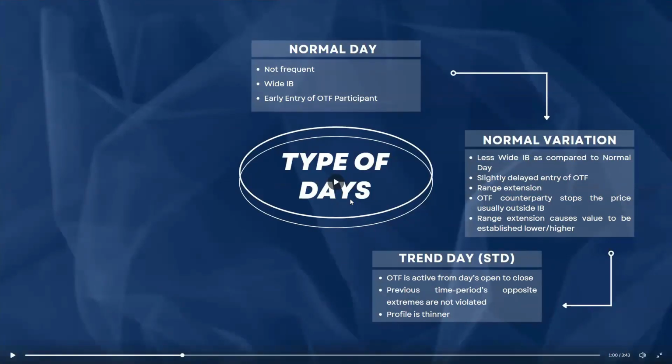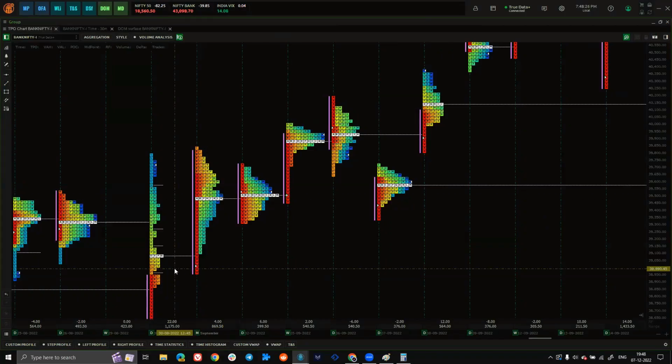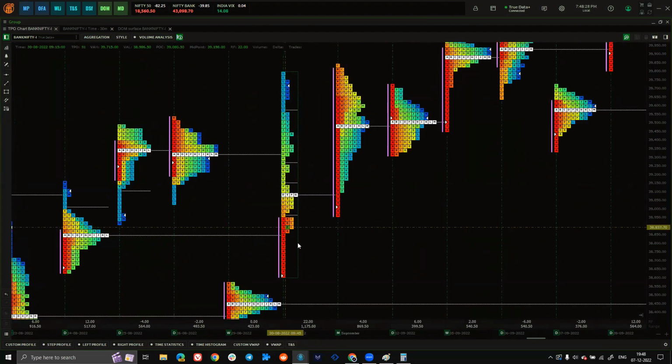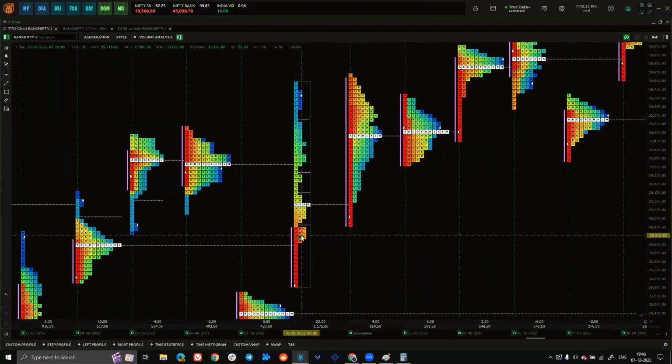And trend days are easy to identify because a trend can be caused only by the big players. And when big players enter early in the market, and once they find out that the counterparty is not present, let's say a buyer entered and identified that the seller is not present, then he will just continue to take the market higher and higher and higher. And that's what happened on this 30th of August, just before Ganesh Chaturthi.